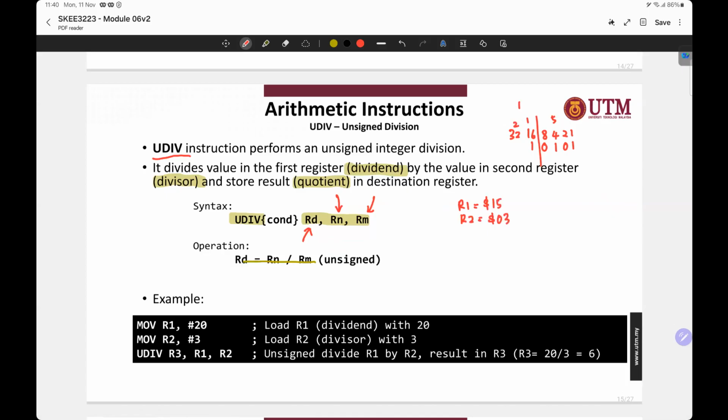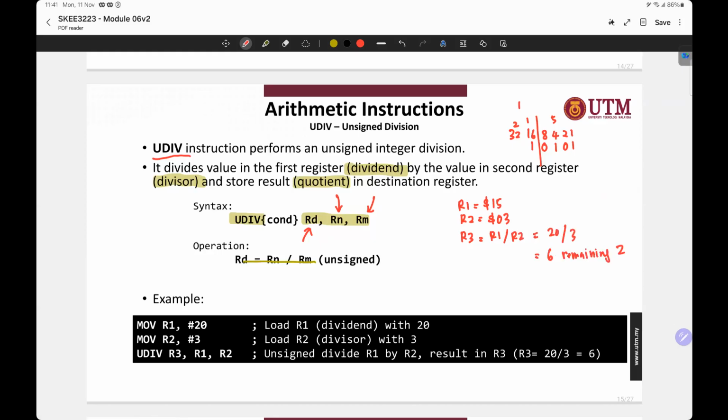And then after that, UDIV R3, R1, R2. So what happened here is R3 equals R1 divided by R2, which is 20. Because this is the division, for the division we had better use decimal numbers. 20 divided by 3, and you will get a result 6 with a remainder of 2.